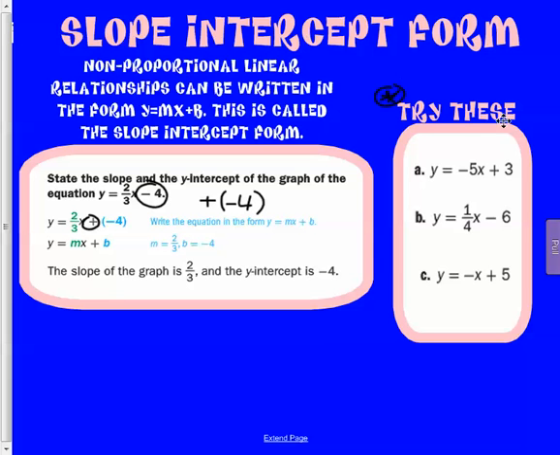Okay, so what I did for A, B, and C is I wrote my slope first, which is -5 in this case, and my b second, which is 3 in this case. My slope and my y-intercept. Here, my slope is 1/4, or my m, and my b, or my y-intercept, is -6. This one's tricky. A -x is really a -1x. Like if I have a rotten apple, I have one rotten apple. So if I have a -x, my slope is -1, and my b, or my y-intercept, is 5.